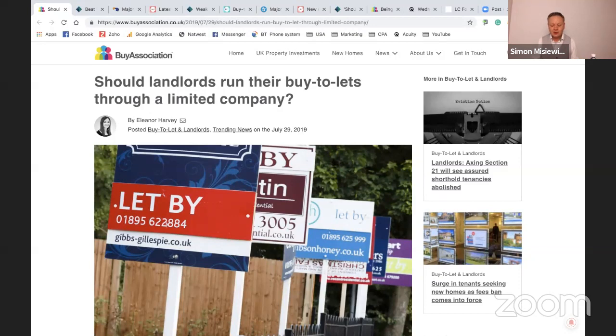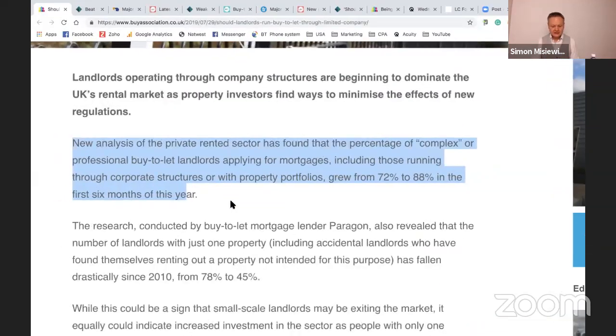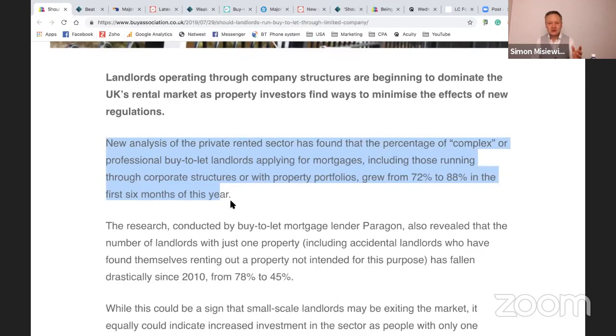So should landlords run their buy-to-let through a limited company? Again, this is what most people have been talking about: should you be running your property business through a limited company? It's interesting to see that they're saying the new analysis is, I'm just going to zoom this in for you here. Okay, let's go through.